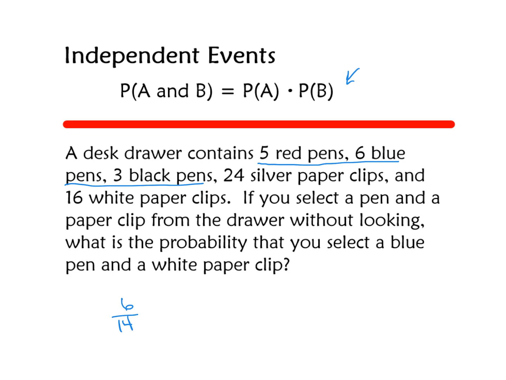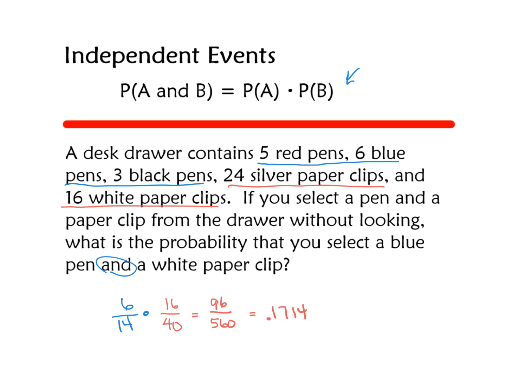Now this says "and," right? So I'm going to multiply by a white paper clip. My paper clips, I have 24 silver and 16 white, so that's a total of 40 paper clips. The white ones, there's only 16 of those. If I multiply those together, 6 times 16 gives me 96, and 14 times 40 gives me 560. You can simplify that or put it to decimal. A lot of times once you start getting to independent events and multiplying stuff together, they typically put it into decimal. Either way is technically correct. So 0.17, 0.1714, however you'd like to round that. I would do at least 2 decimal places.